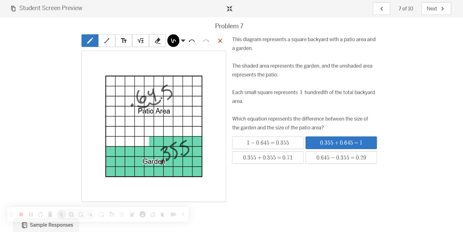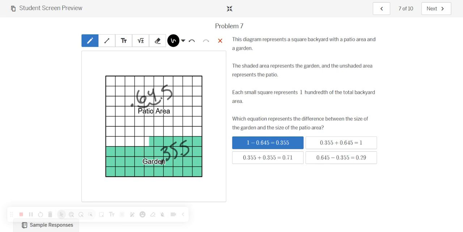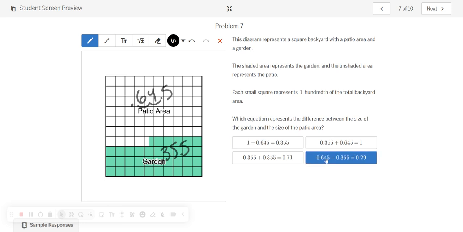And then I don't know why you'd subtract. 1 minus the 6, oh wait, we've got a couple different options here. It's only letting me pick one. Oh, which represents the difference between the size of the garden and the size of the patio. The difference between the size of the garden and the size of the patio. The garden is 35. Oh, it's that one there, I do believe. Although we'll see here in a second.